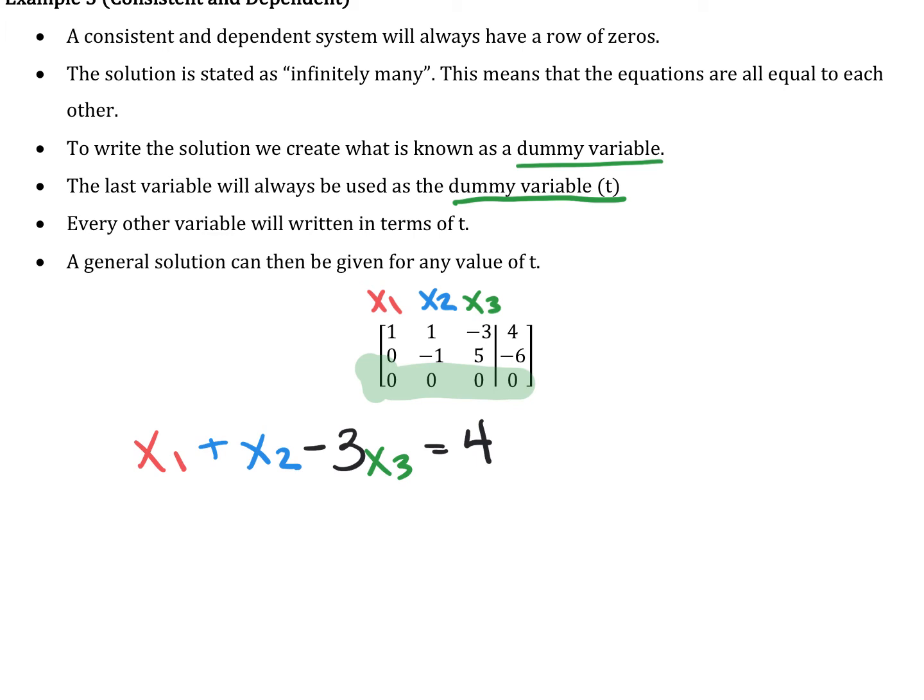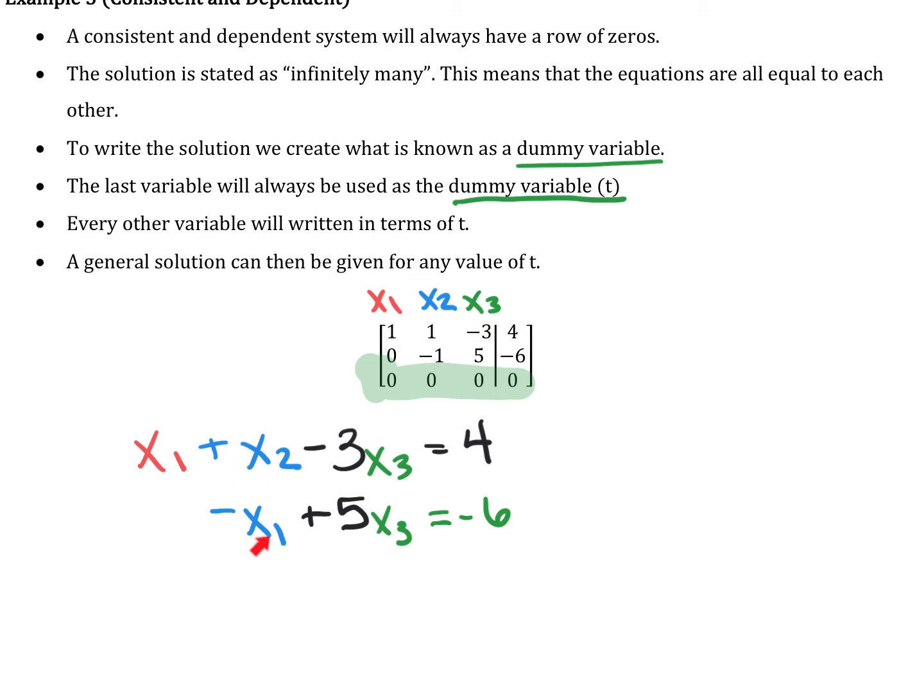Second equation is negative x1 plus 5x3 is equal to -6. And then there's a problem now because in order to solve any kind of system, however many unknowns we have, in this case we have three unknowns, we need that many equations.